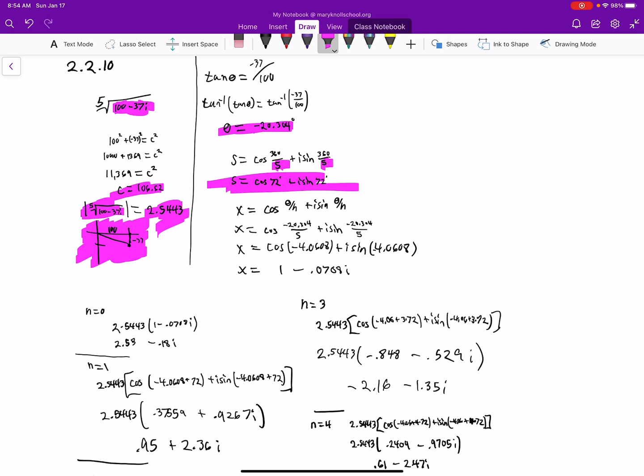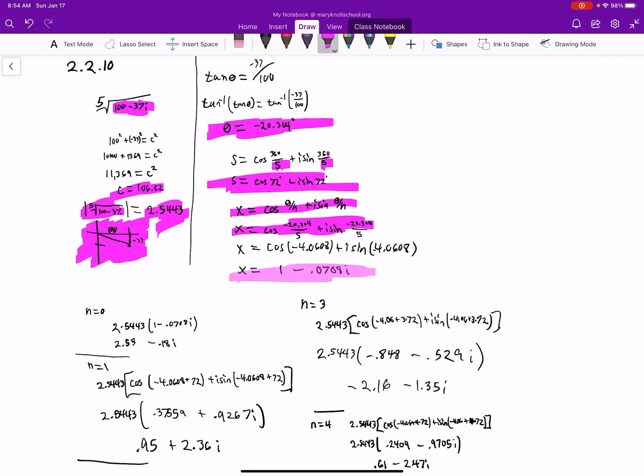Then we're looking for that x value. That's going to be this theta value over here divided by n, or cosine of theta over n plus i sine theta over n. And then we end up with this right here, which is cosine of negative 4.0608 plus i sine 4.0608, and we get this here.